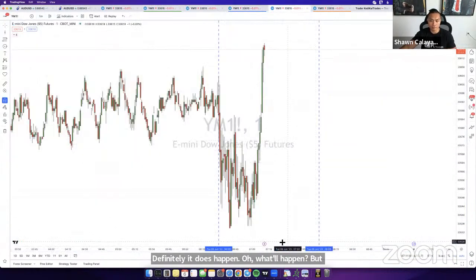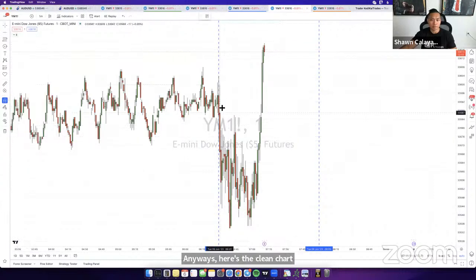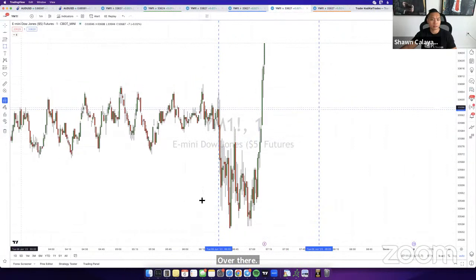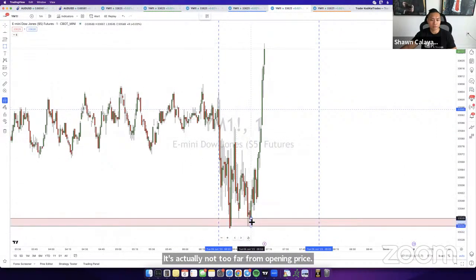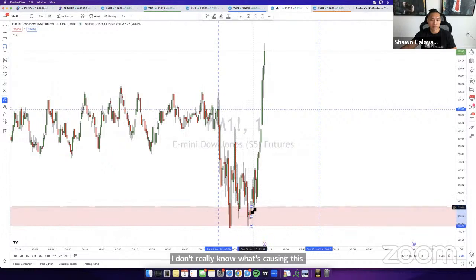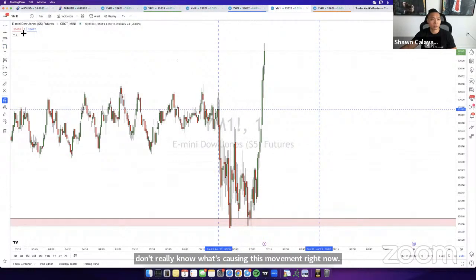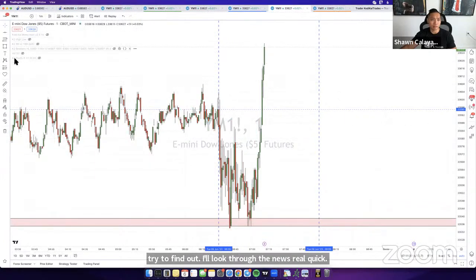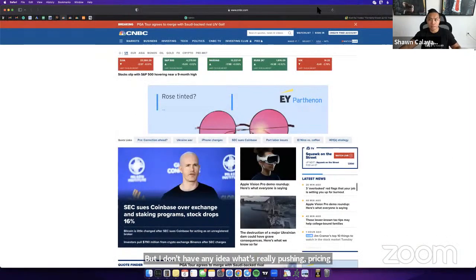Anyways, here's the clean chart. I'm going to mark up opening price right over there. It's actually not too far from opening price. I don't really know what's causing this movement right now. I'll try to find out. I'll look through the news real quick. But I don't have any idea what's really pushing price unless it's the news event that just came up. Other than that, I don't really see anything else here that's pushing price up.